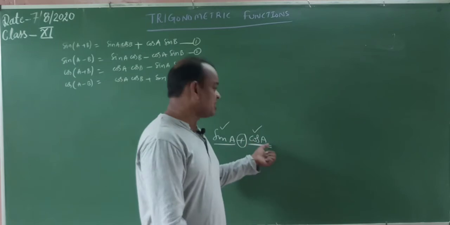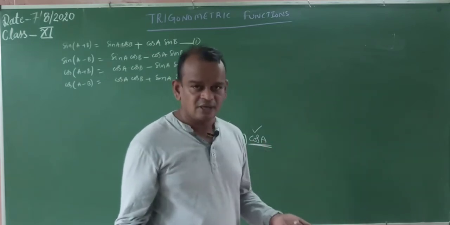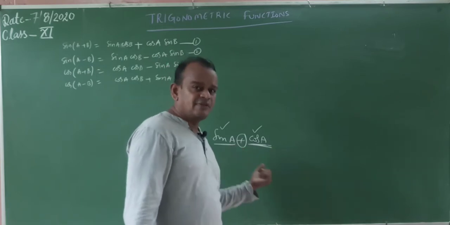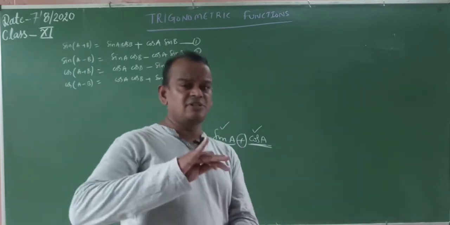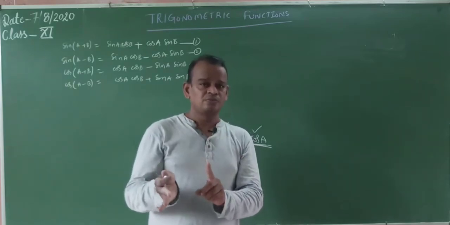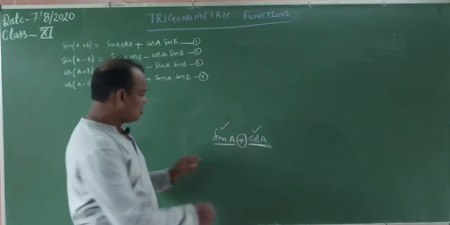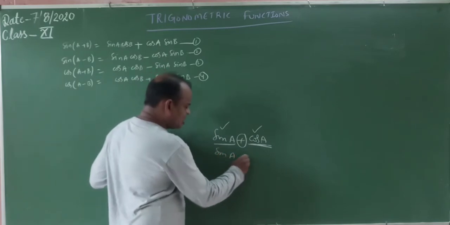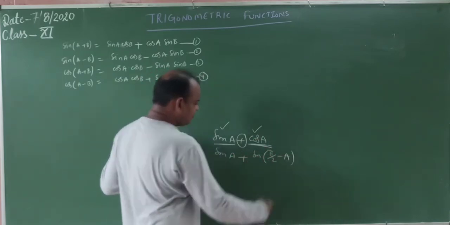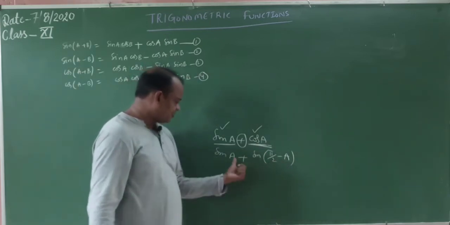This is sin 30 plus sin 60. No problem at all. First of all, in the problem if cos is given, 100% will change into sin. If sin is given, sin or cos, any one will change, not two. Here sin A plus cos A is there. Now sin A plus cos A will change to sin A plus sin of 90 minus A. Now this is a sin function, this is a sin function, different in the angles.